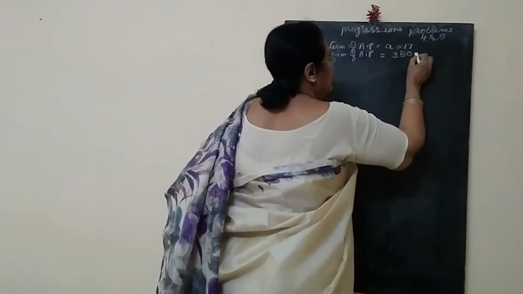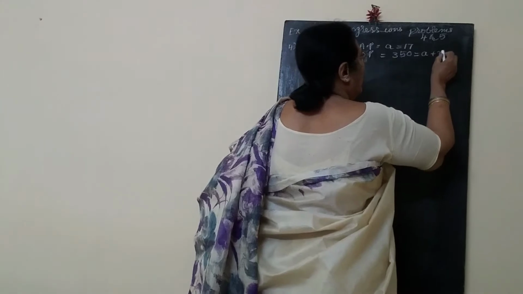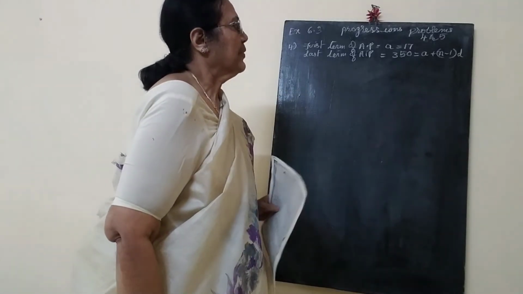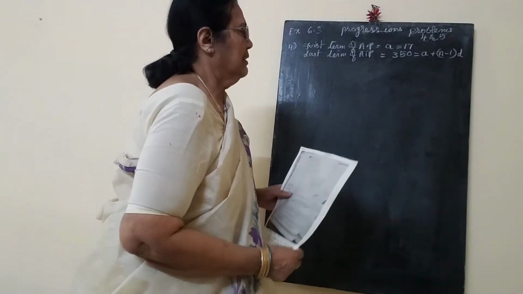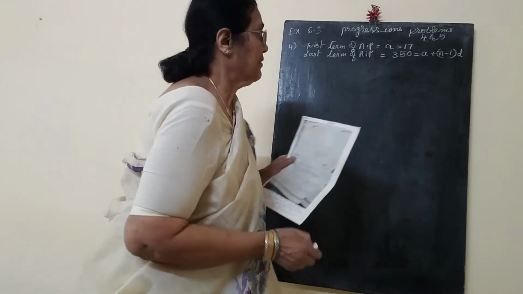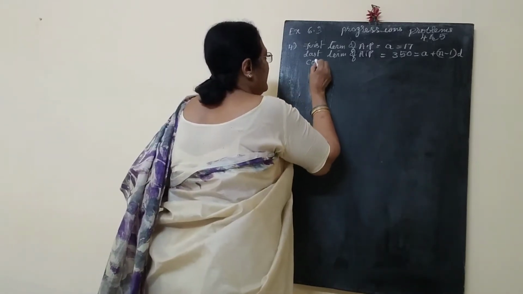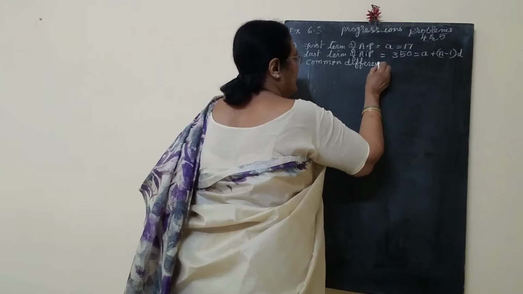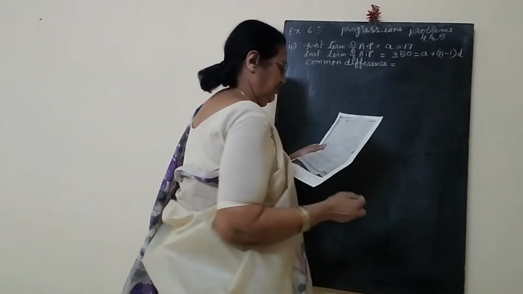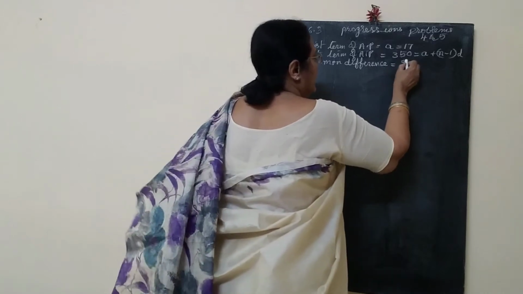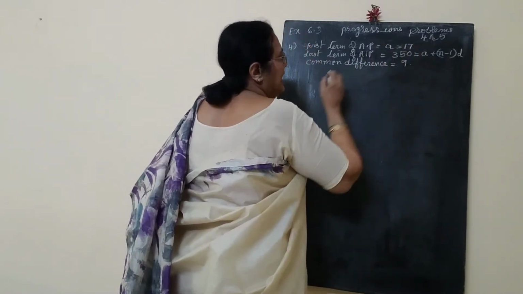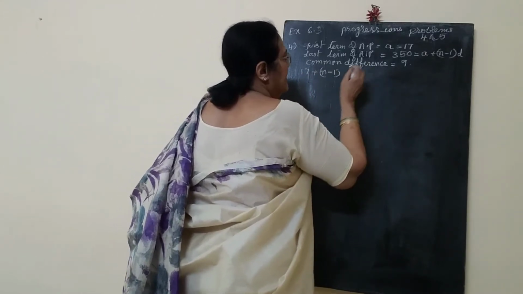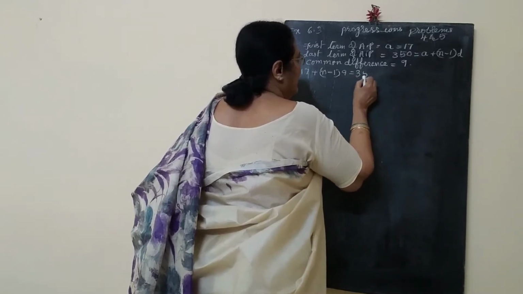So this is equal to A plus n minus 1 into D. The last term is that. You know A, so you can find out n minus 1 into D. The common difference also is given. D, the common difference, is equal to 9. So now you can substitute A here: 17 plus n minus 1 into D, D is 9, is equal to 350.